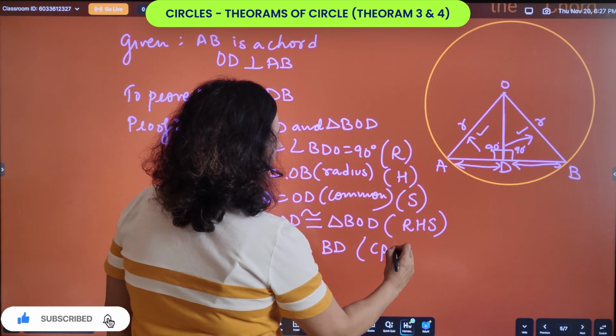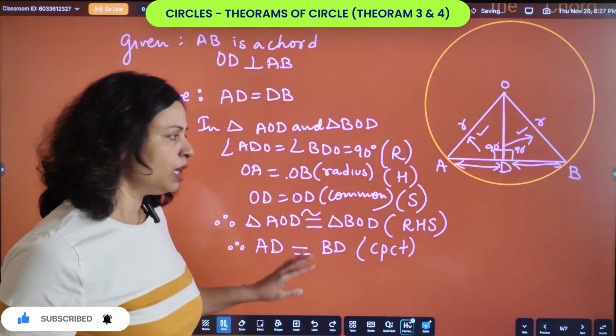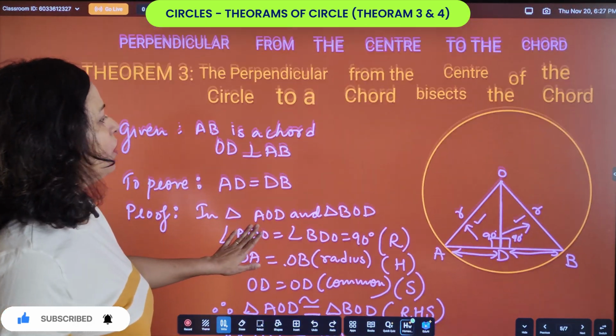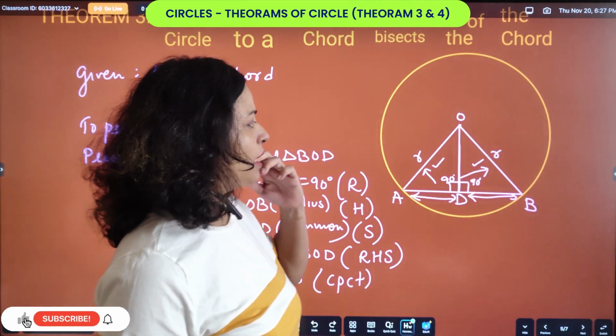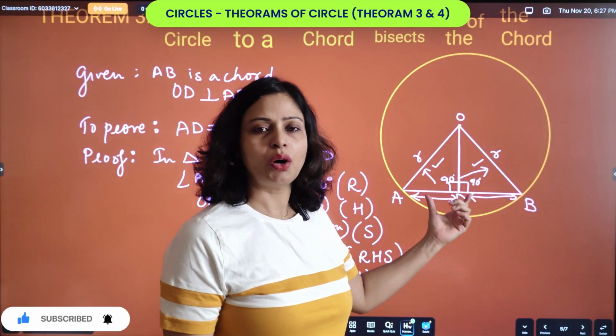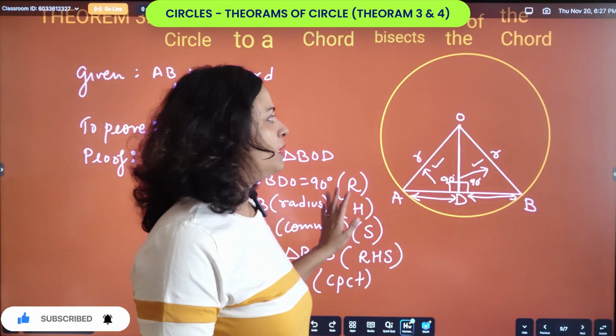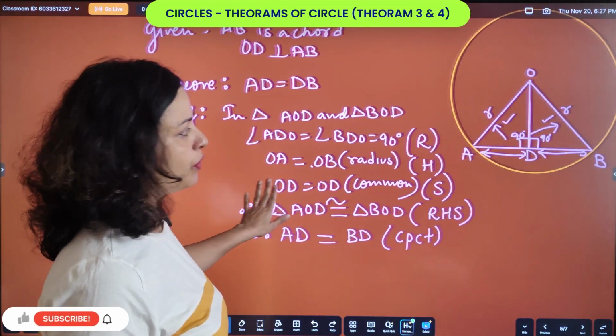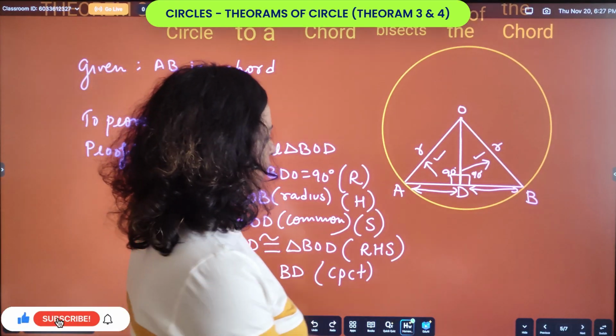They are equal by CPCT. Okay, so it's very simple. How can you prove that the line which is coming from the center perpendicular to the chord bisects the chord? So this is the theorem. This is how we prove this particular theorem.